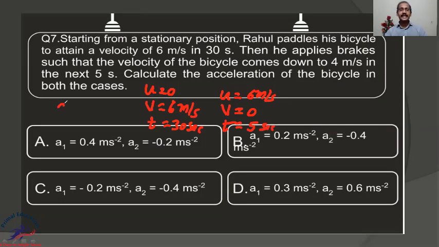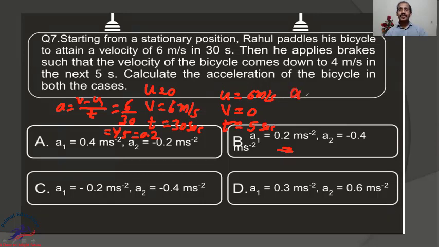First case, acceleration a is equal to (v minus u) by t. v is equal to 6 minus 0, which is 6 by 30, which is 1 by 5, which is 0.2. Acceleration is 0.2 meters per second square. Plus 0.2. Now, second one.